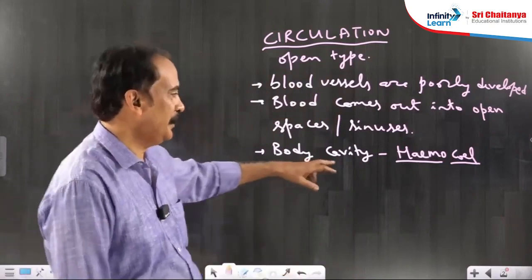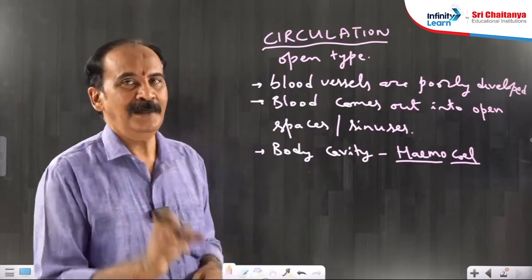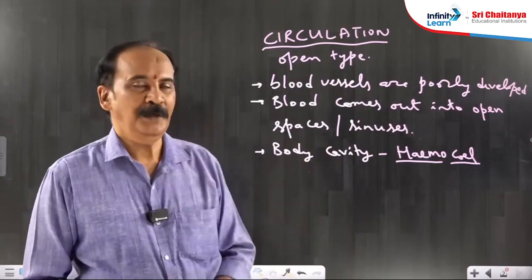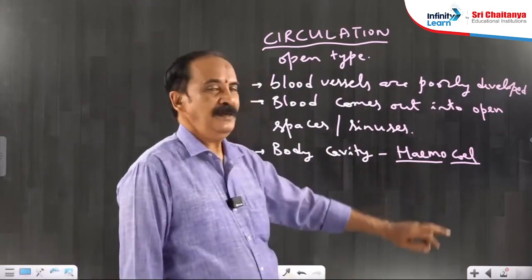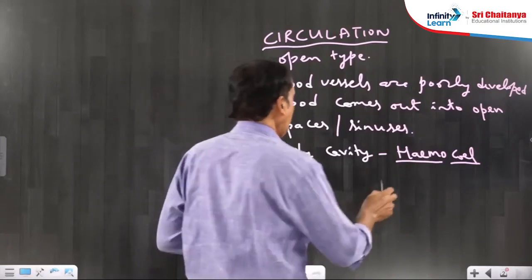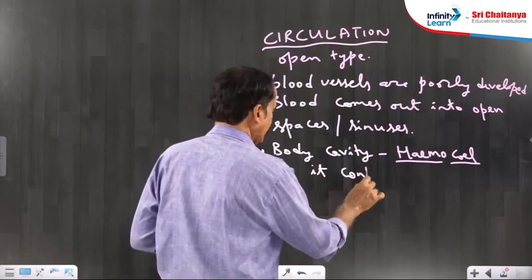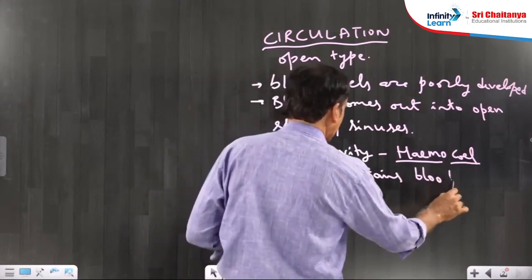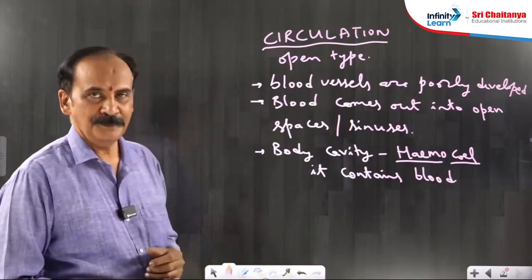Wherever you get the prefix heme, it refers to blood. So as the body cavity contains blood, it is named as hemocoel. Right? Body cavity in cockroach is called hemocoel because it contains blood. That's why it is called as the hemocoel.